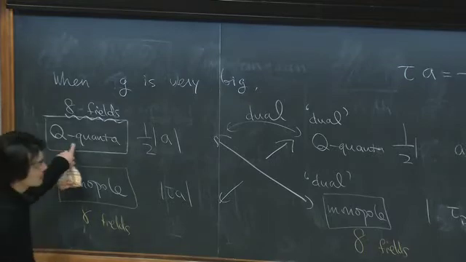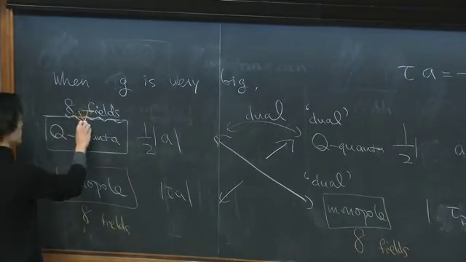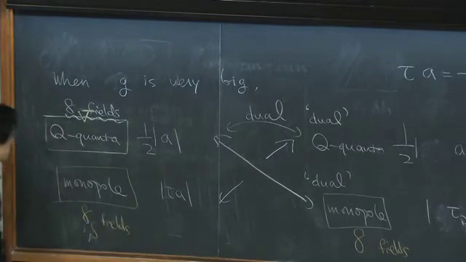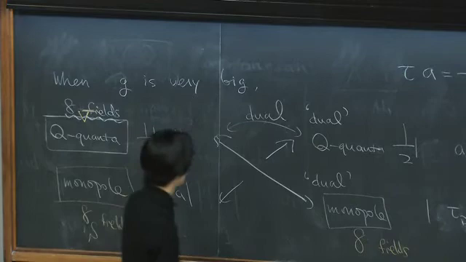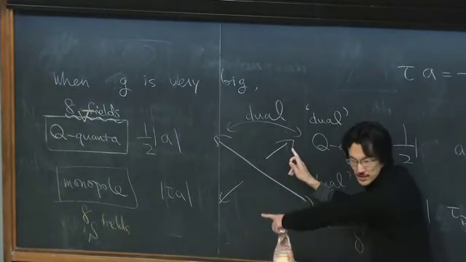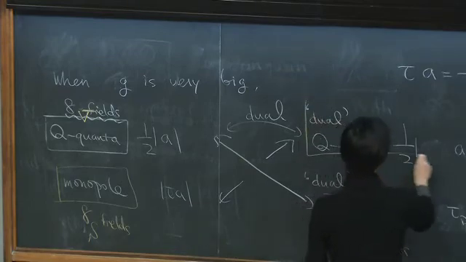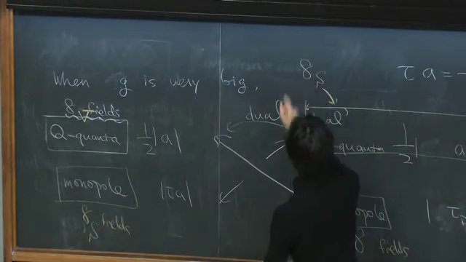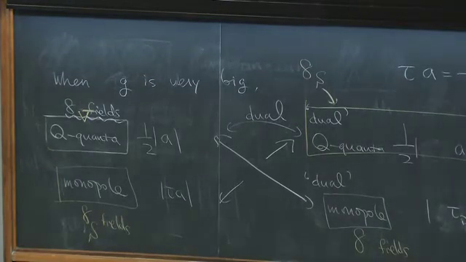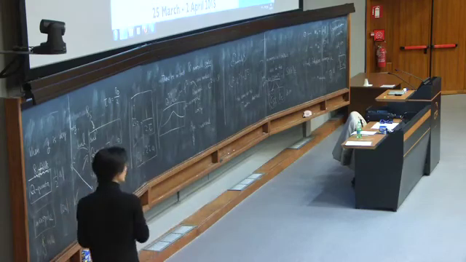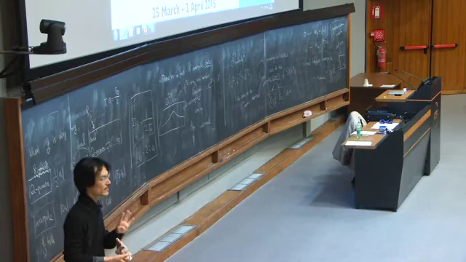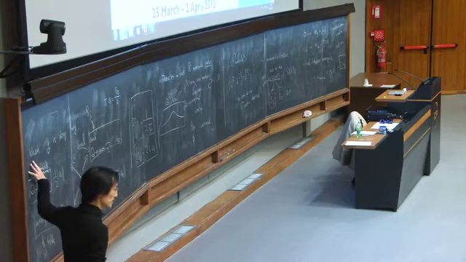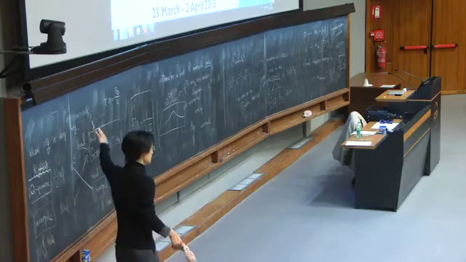So originally, Q fields were in the vector representation of the SO8 symmetry, and the monopole is in the 8S of the SO8 symmetry. But if you want to do this identification, this dual Q quanta should be in not the vector representation of SO8, but in the spinor representation of SO8. So in this S duality, both sides are SU2 gauge theory with 4 flavors, and they look very, very similar. But you need to remember that the SO8 flavor symmetry representation assignment is different between this side and the other side.